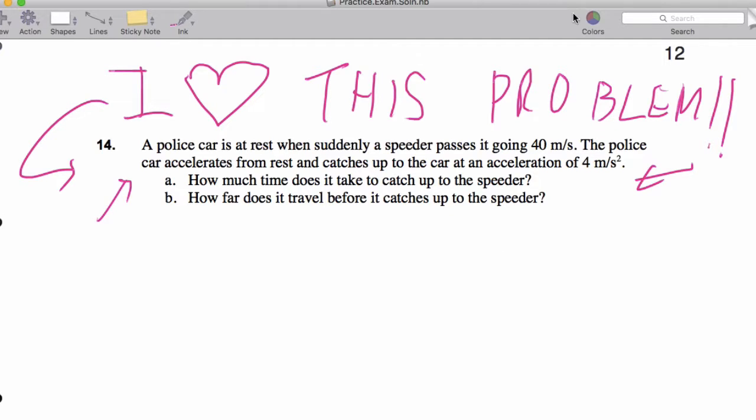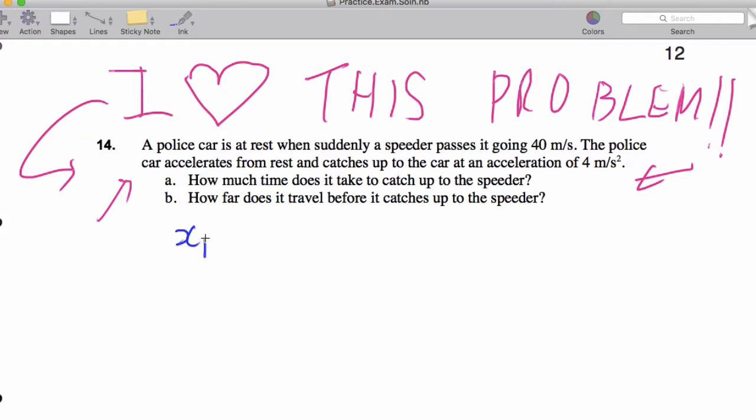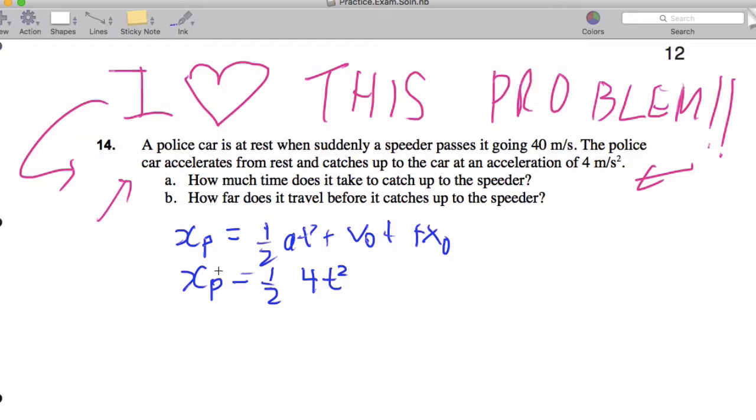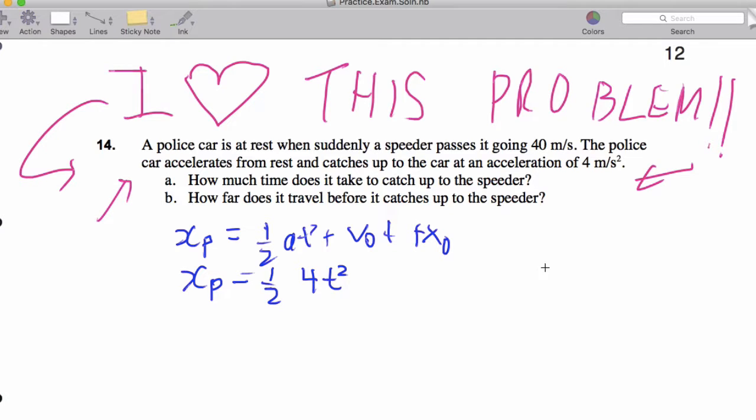So here we go. X of the car, so we got the police officer. X of the police car is going to be 1/2 at squared plus v naught t plus x naught. Let's write that down. That's going to be 1/2 times 4t squared. That's for the police car. Now let's look at the speeder car. Its distance is 40 times t. That's distance is rate times time.